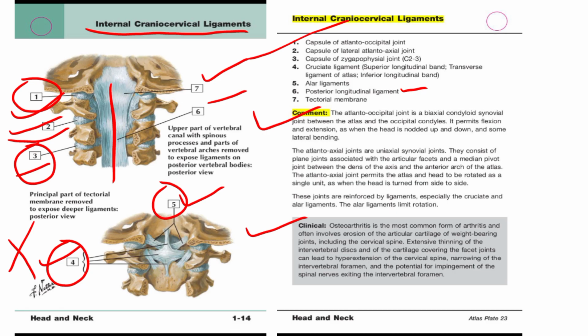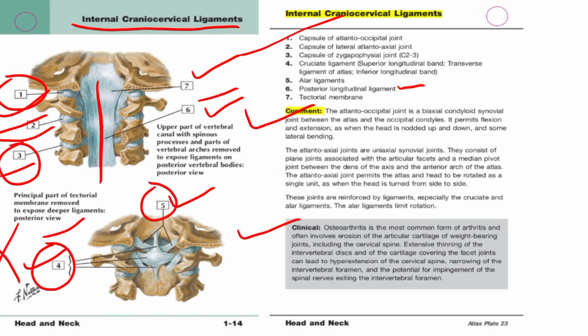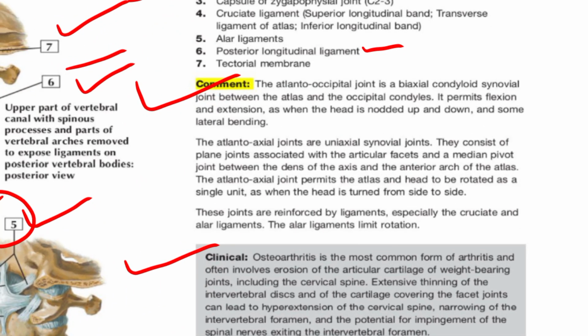Labels 1, 2 and 3 are the capsules. Label 4 is the cruciate ligament, 5th is the alar ligament, 6th is the posterior longitudinal ligament, and the 7th is the tectorial membrane. Next we will see the atlanto-occipital joint is biaxial.